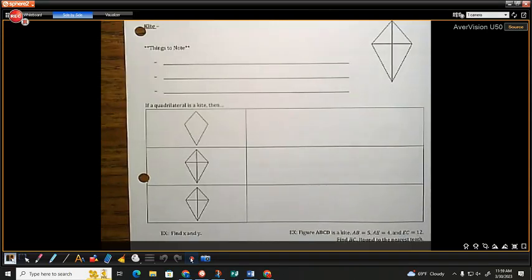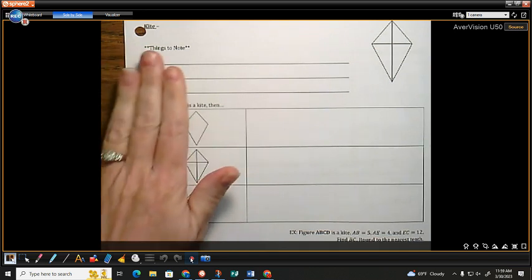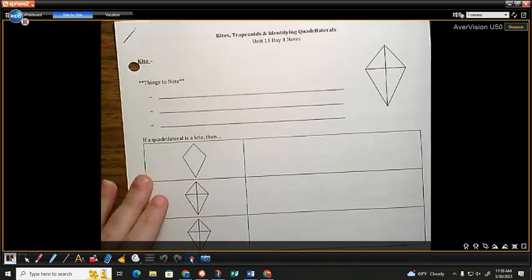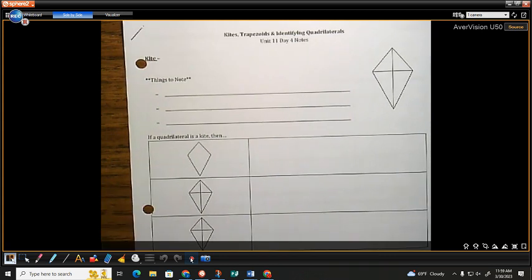So for a kite, yeah. So think back to parallelograms. What made a parallelogram, that's in the name, what makes it a parallelogram? The opposite sides are parallel. All the opposite sets of sides are parallel. Kites are exactly opposite that. So kites have 0 parallel sides. None.